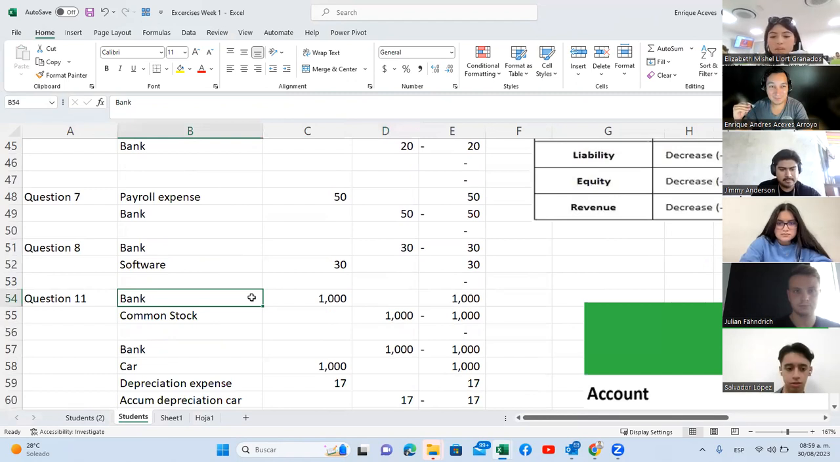Son las comunes y las preferentes. Preferred and common. What is the difference between preferred and common stocks? Que las comunes tienen el derecho de voto corporativo y es lo que elige el board of directors. Did you hear that?